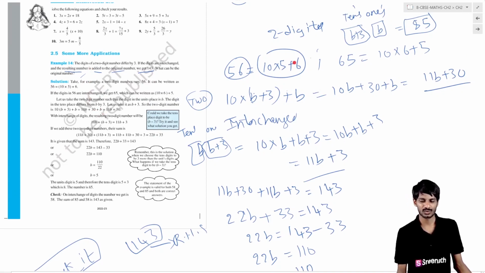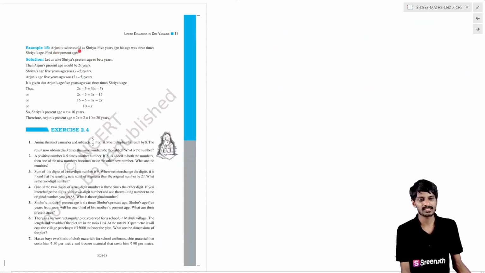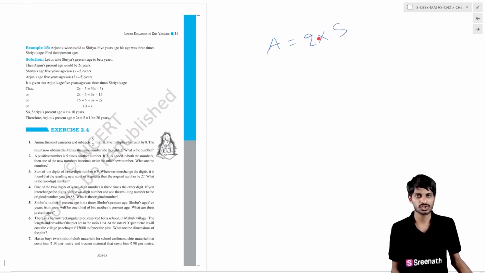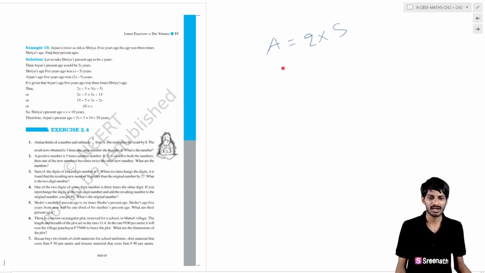So that's it, students. Now the next problem: Arjun is twice as old as Shreya. So there is Arjun, A. He is twice as old as Shreya. Twice means two times Shreya, S. His age is twice Shreya's age. So basically what he has given is that his age is twice Shreya's age.